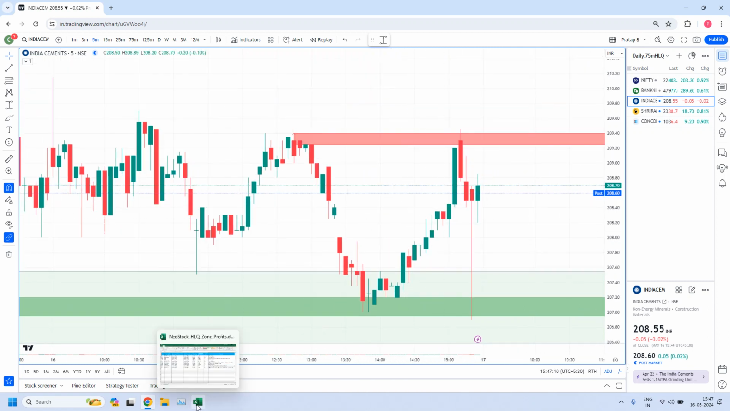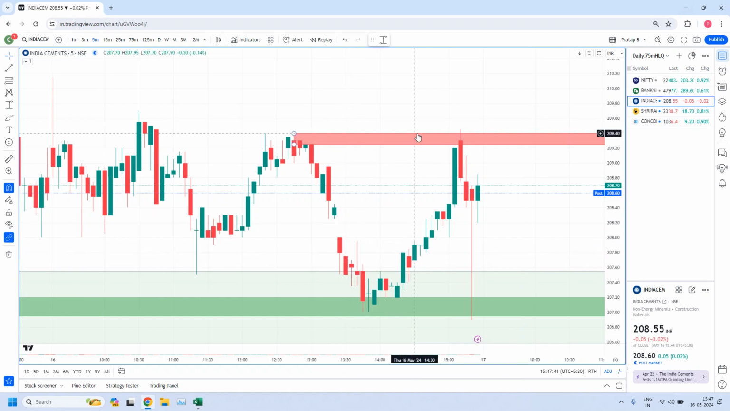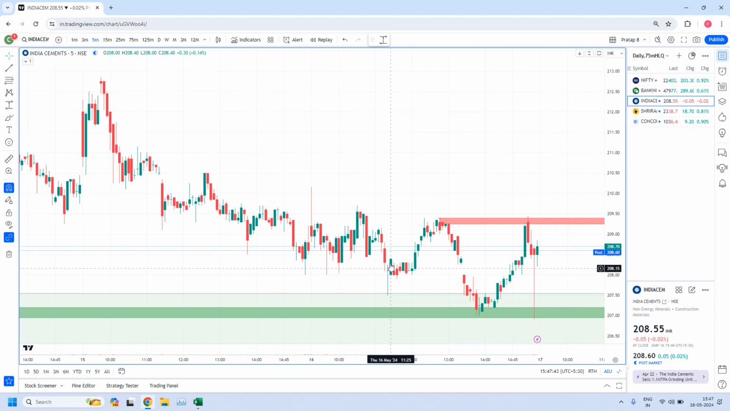And this is the way India Cement has given 5,945 rupees profit, which is only 2.7% ROI, because the future cost is over 2 lakhs. India Cement, that's why ROI has come down. So this is an aggressive trade at a 5 minutes demand zone in a 75 minutes HLQ zone. The price action clue is rejections before this zone.